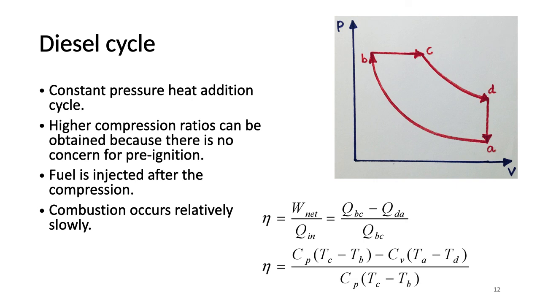The thermal efficiency of the diesel cycle is given by W net divided by Q in. The net work is equal to Q_BC minus Q_DA. And here we use both Cp and Cv values in the efficiency formula because of constant pressure heat addition.